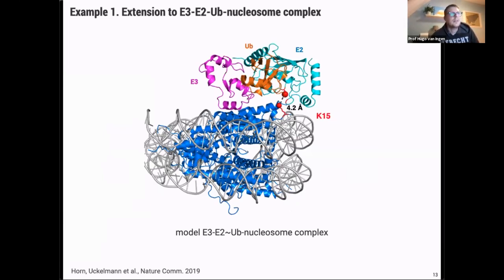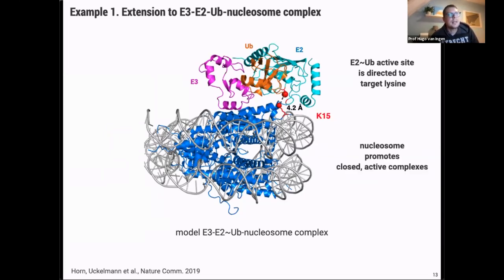One, the origin of the specificity. The E3 binds such on the nucleosome that the E2 and the ubiquitin are positioned directly above the active site, above the target lysine. And second, it explained the observation that the presence of the nucleosome actually accelerates the ubiquitination reaction. And that is because this large steric presence of the nucleosome prevents opening of the E3, E2 ubiquitin complex, which is not catalytically active.